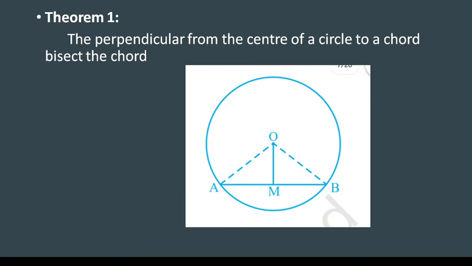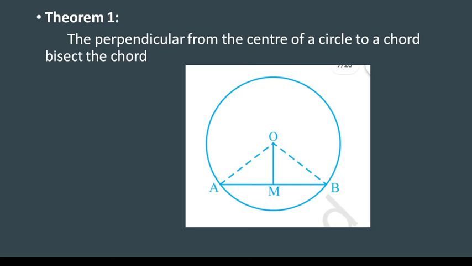Theorem. The perpendicular from the center of a circle to a chord bisects the chord. Given that a perpendicular from the center of a circle to a chord is drawn, we have to prove that it bisects the chord.